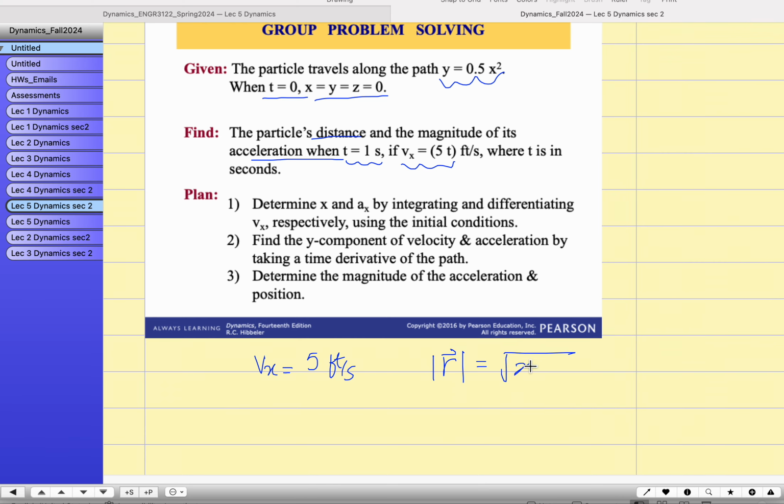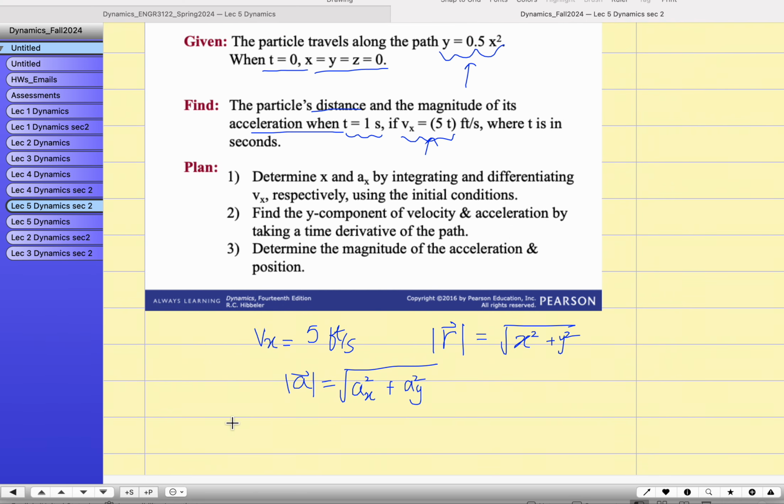Let me write down the formula. This is the x part and this is the y component of the position. The other thing is the acceleration, and you have to do the same for the magnitude of the acceleration, with the two components, ax square and ay square. These are the two formulae which you have to use in order to answer this question. So let's start from here.